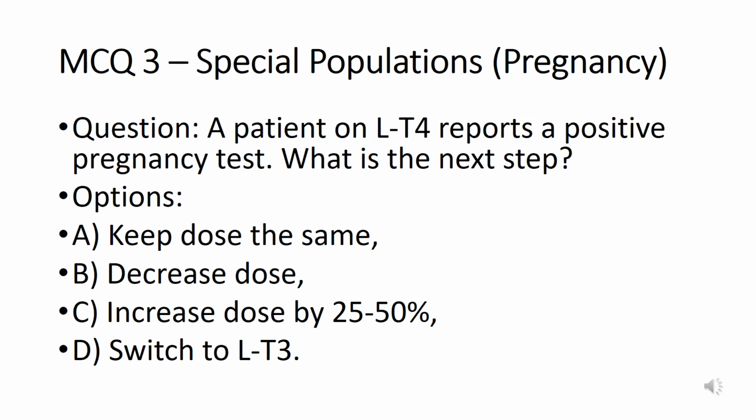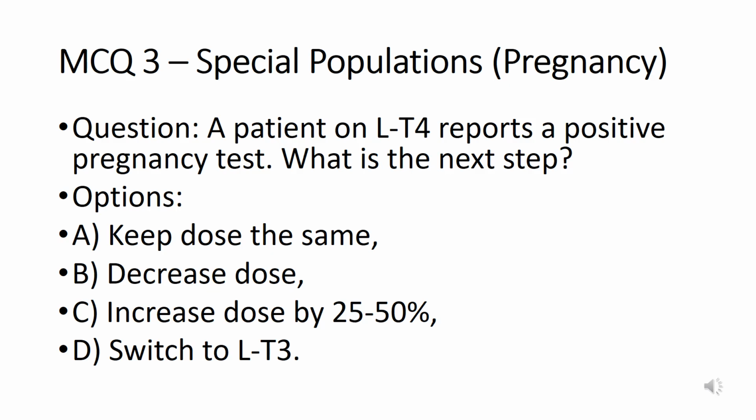Here's the scenario. A patient with hypothyroidism is doing well on levothyroxine therapy. She recently takes a home pregnancy test, and the result is positive. What should happen next? Option A. Keep the levothyroxine dose the same. Option B. Decrease the dose. Option C. Increase the dose by 25 to 50%. Option D. Switch to liothyronine, or LT3. Take a moment and think about your answer. The correct answer is option C. Increase the dose by 25 to 50%.